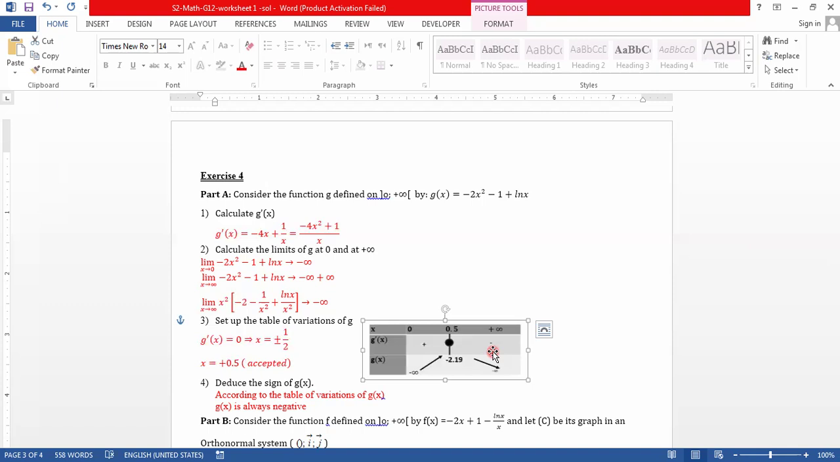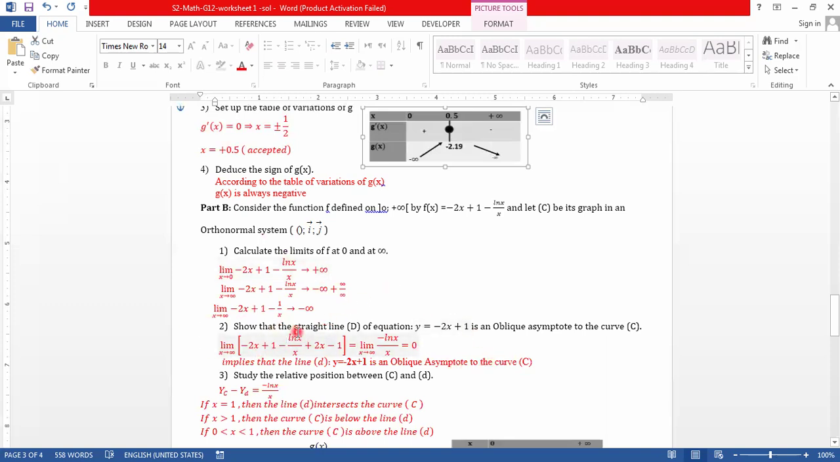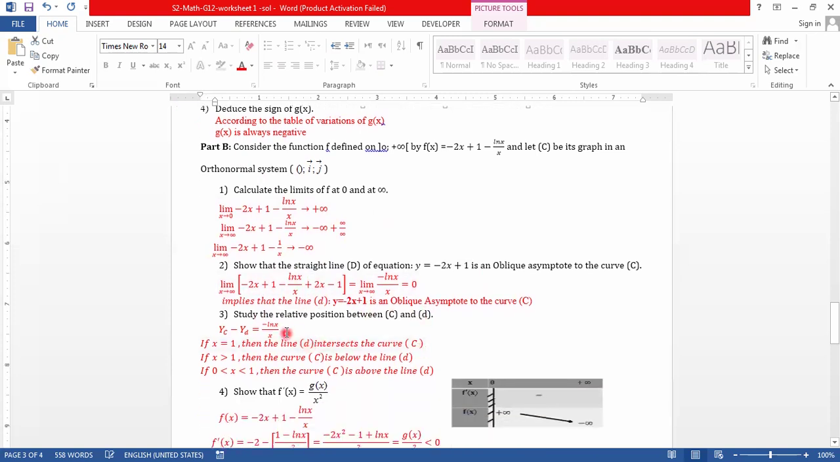Now we will have a new function, which is f of x equals minus 2x plus 1 minus ln x over x. We need to calculate the limits of this function. At 0, you will get plus infinity, and at plus infinity, you will get minus infinity. And now we need to prove that this equation is an oblique asymptote. The same steps: f of x minus y, limit as x tends to plus infinity equals 0, then this equation is an oblique asymptote. Now to study the relative position, we put it equal to 0. So we have x equals 1.